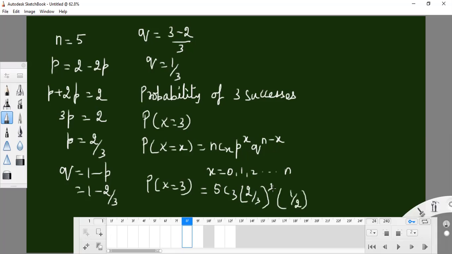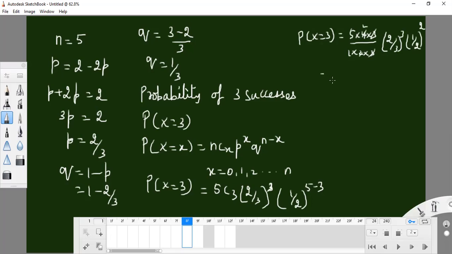1 by 2 whole power 5 minus 3. So P of x equal to 3 equal to 5C3, which is 5 into 4 into 3 by 1 into 2 into 3, into 2 by 3 the whole cube into 1 by 2 the whole square. 3 3 cancel, 2 2 cancel.